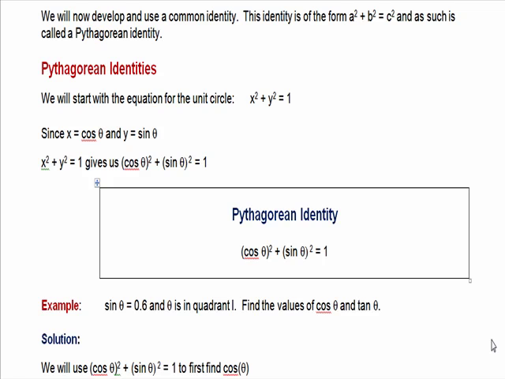Remember that equation was x squared plus y squared equals 1. Since x is the cosine of theta and y is the sine of theta, I can substitute those in. And when I do, that tells me that x squared plus y squared equals 1 would be the same as (cosine theta)squared plus (sine theta)squared equals 1. This is our first Pythagorean identity. So we learned that (cosine theta)squared plus (sine theta)squared equals 1.